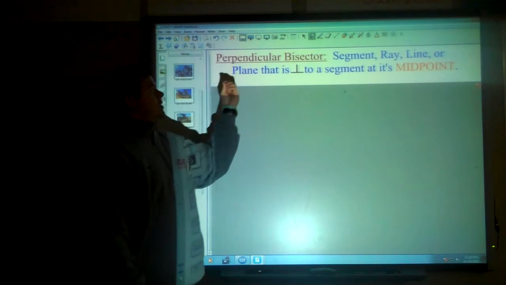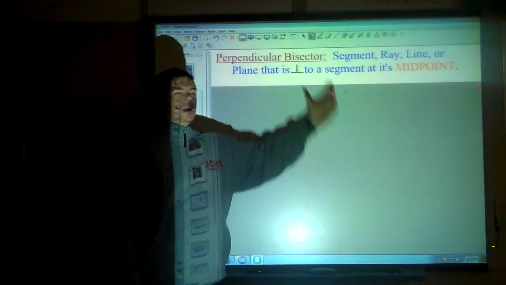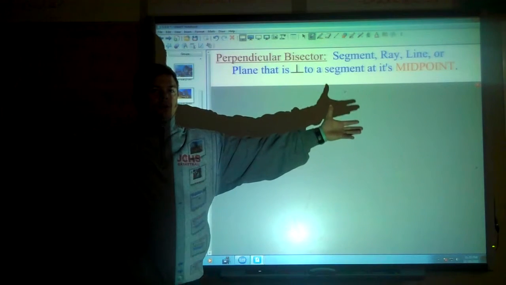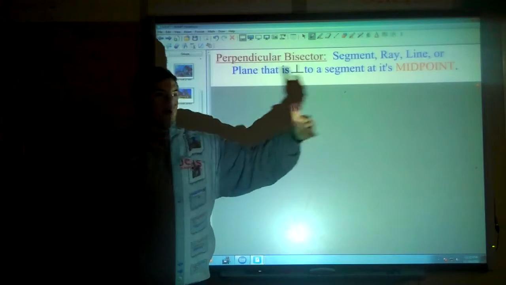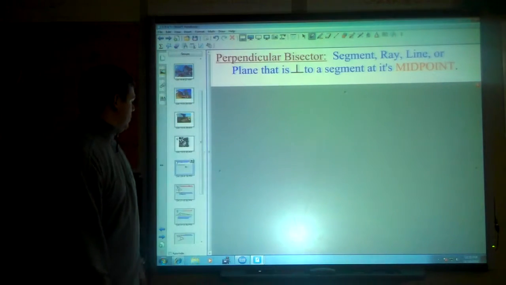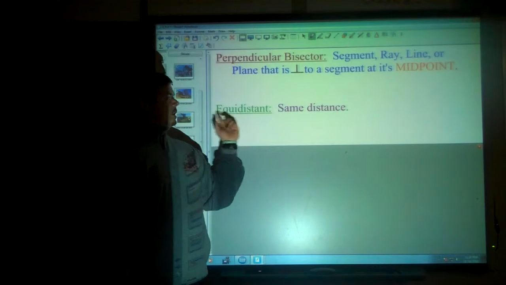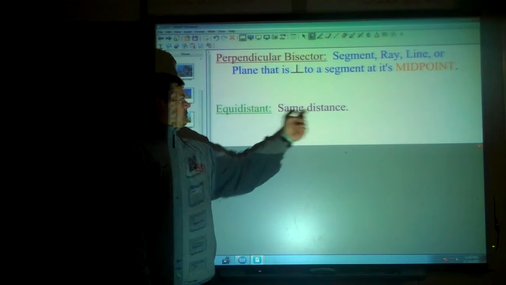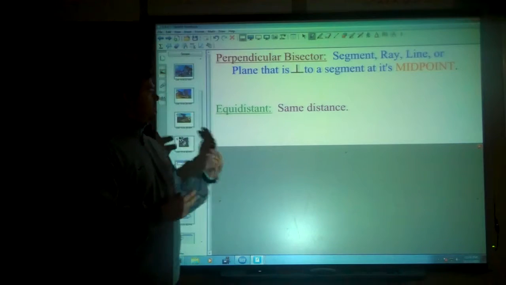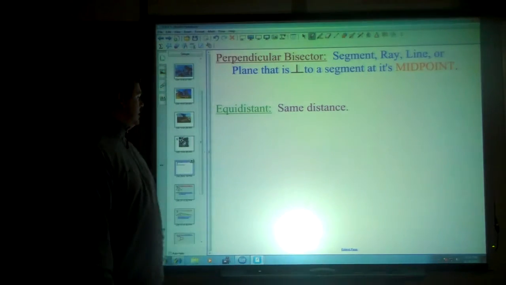Why would we say that it's not perpendicular to a line? Because a line is going on in both directions forever. There is no real middle. Anywhere is the middle since it goes forever in both directions. Right? Equidistant: equi meaning equal, and distant for distance. They're going to have the same distance apart, equidistant.